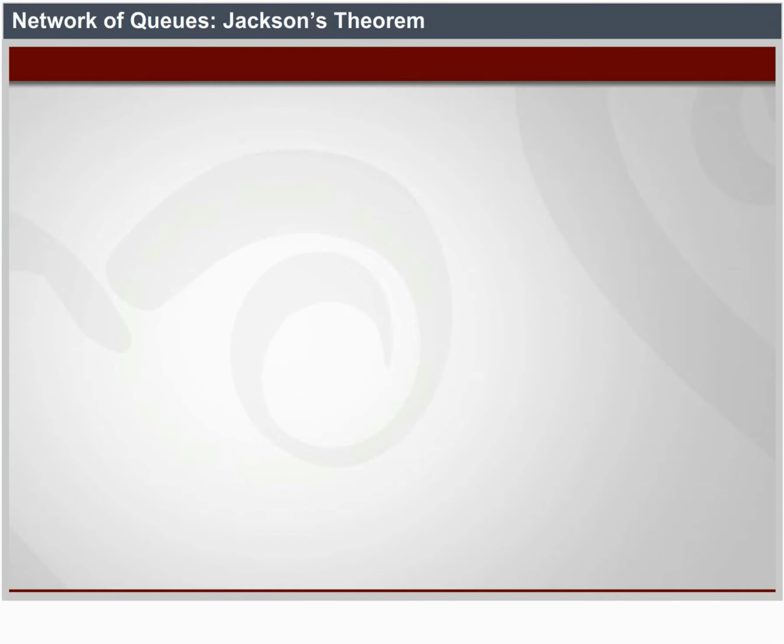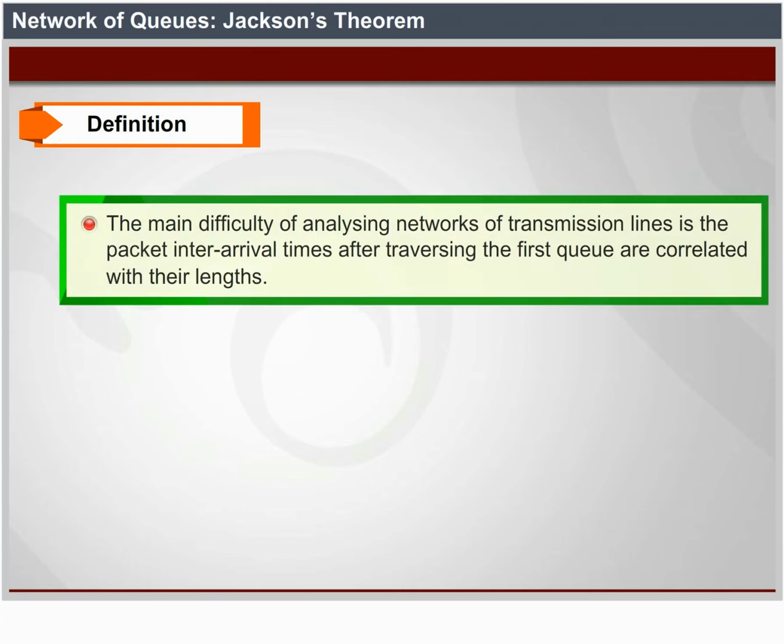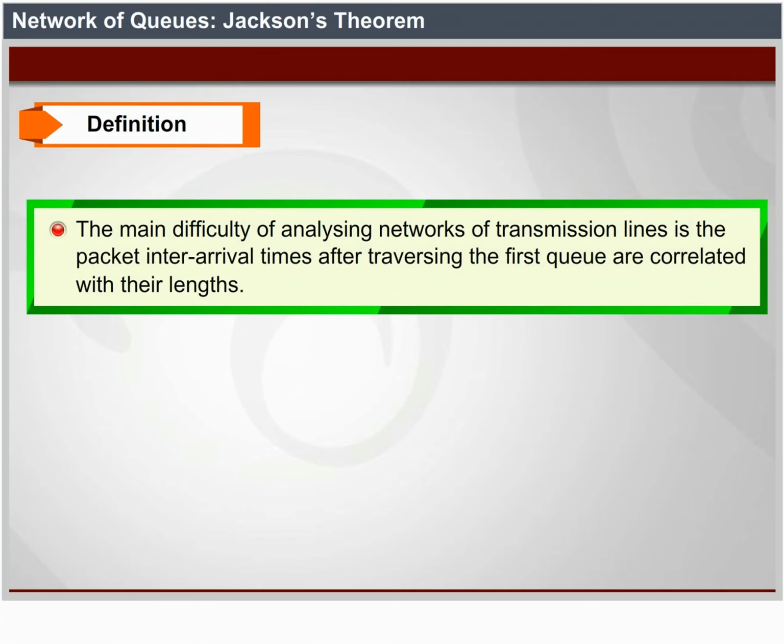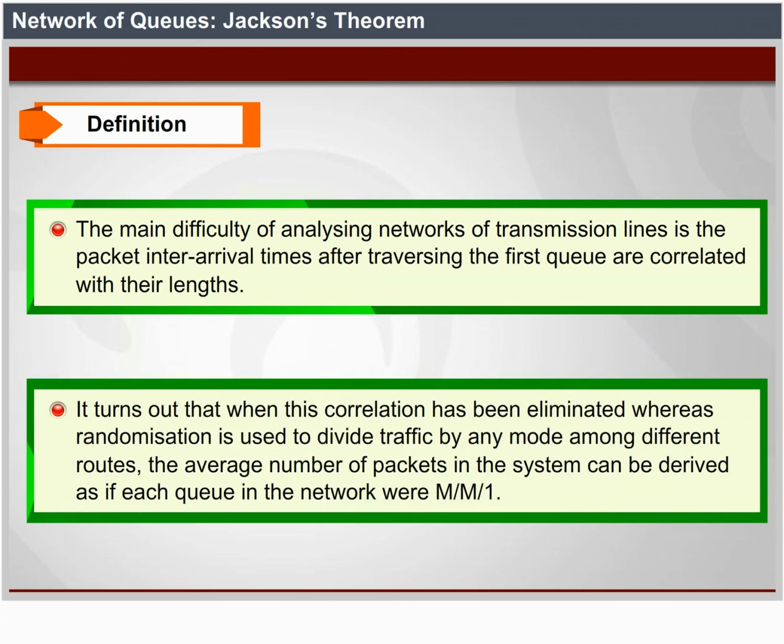Networks of queues, Jackson's theorem. Definition. The main difficulty with the analysis of networks of transmission lines is that the packet inter-arrival times after traversing the first queue are correlated with their lengths. It turns out that if somehow this correlation were eliminated and randomization is used to divide traffic among different routes, then the average number of packets in the system can be derived as if each queue in the network were M/M/1.